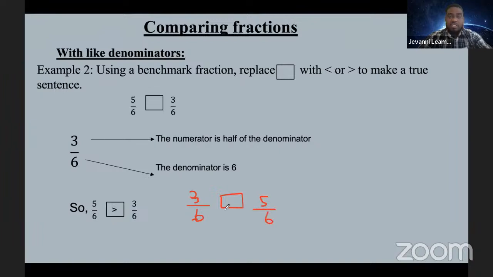Now, what symbol or sign would I put right here in this box? So I have 3/6, I have the box, and I have 5/6. What symbol would I put? Less than. Less than, right?